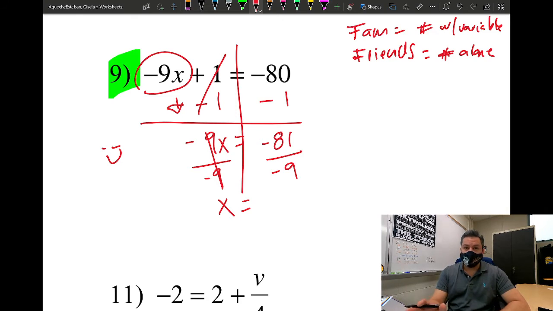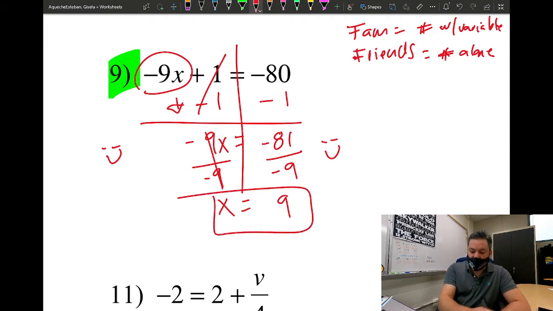It's an even, yes. 9. Again, negative and negative. Happy or sad? Happy. So my answer is positive 9. And I'm done. That's my answer.